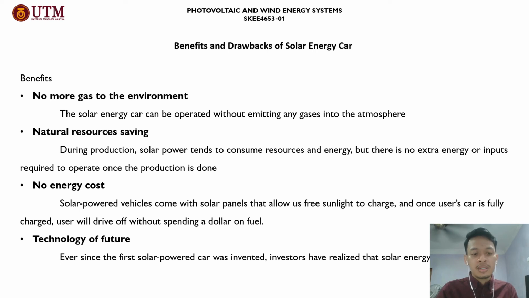Next, natural resources saving. During production, solar power tends to consume resources and energy, but there is no extra energy or inputs required to operate once the production is done. Therefore, once we shift to using solar-powered vehicles, we can save many resources, as such cars do not need fuel, gas, or maintenance resources.